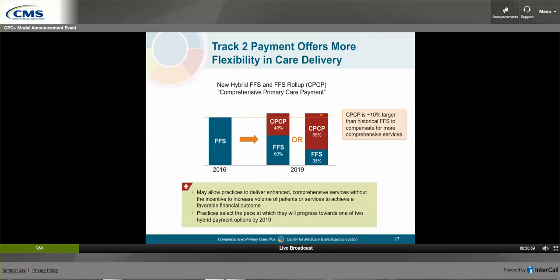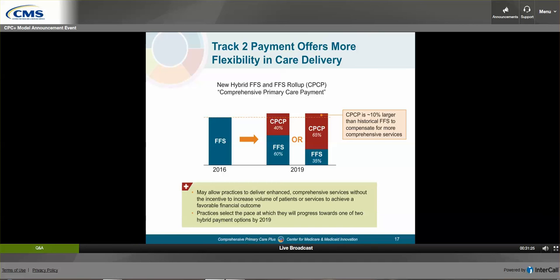So how will we execute on this payment design? First, CMS will look at practices' historical evaluation and management billings for attributed beneficiaries. Then we will inflate the expectation slightly to account for the increased comprehensiveness of care Track 2 practices will deliver. Practices will choose from a menu of 4 hybrid payment options.